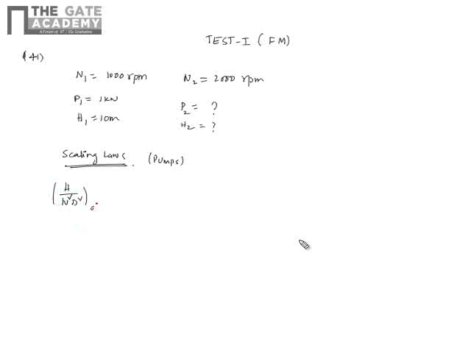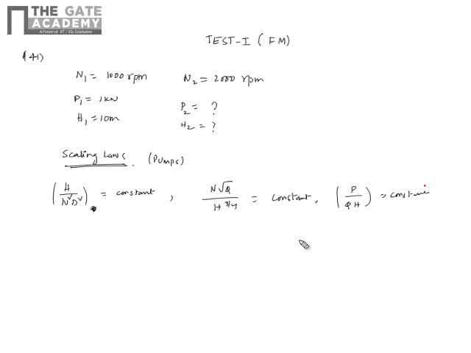H by n square is constant. Okay, this is first. The second is n root Q by H to the power 3 by 4 is constant, and the third is P by QH is constant. Now this can be applied between model and prototype if there is scaling. If you're doing an experiment on the model and want to build an actual prototype, this can be applied between model and prototype also.